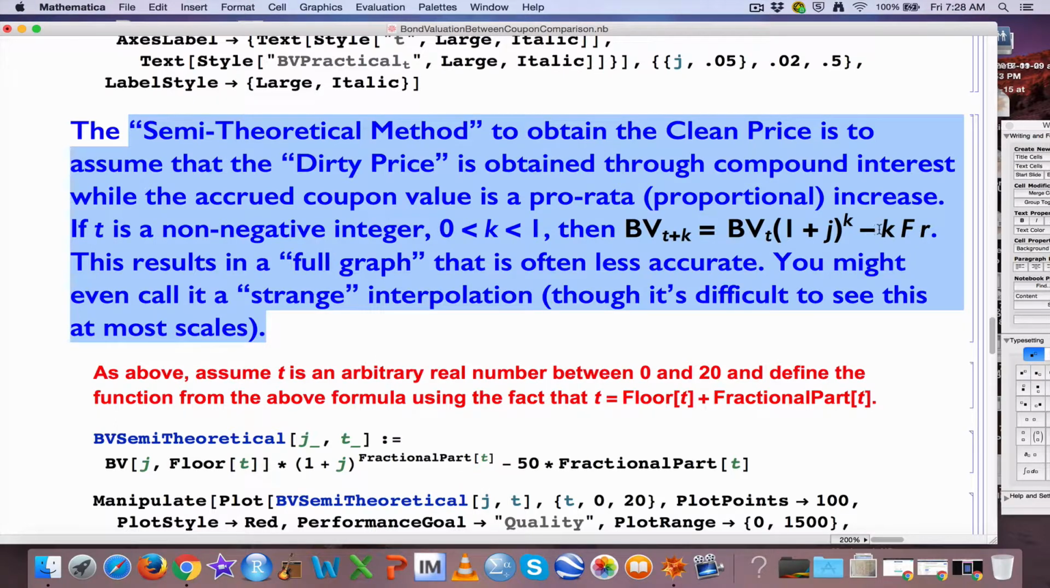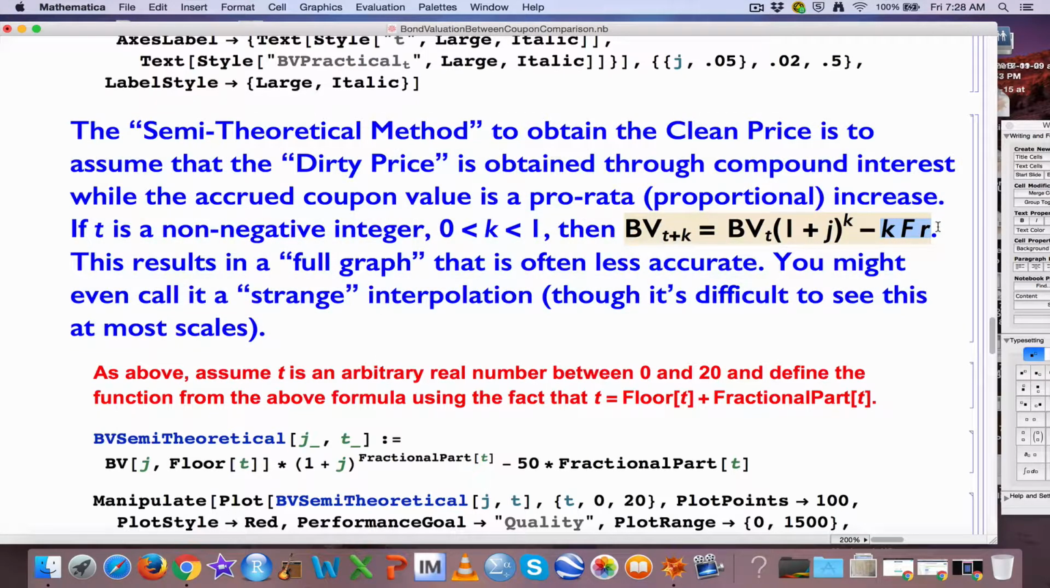We do the pro rata increase in the coupon amount, but we use compound interest for the growth in the preceding book value after the preceding coupon payment. It seems pretty logical, you know, why not do that? Why not use compound interest here and a simple pro rata proportional increase in the accrued coupon value here? It's pretty logical, but what we're going to see is, if you look at it real carefully, there are some weird things that go on.